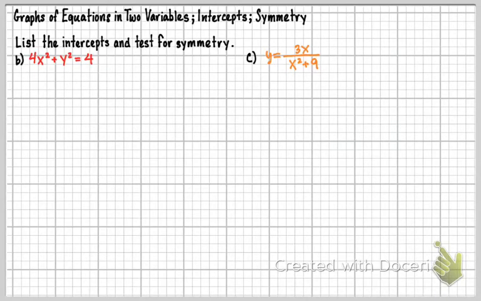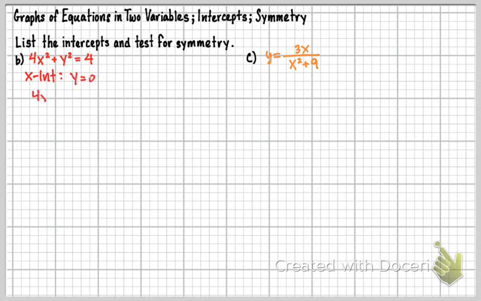List the intercepts and test for symmetry. So the first thing we're going to do is list the intercepts. So we're thinking x-intercepts. And if it's an x-intercept, that means y equals 0.